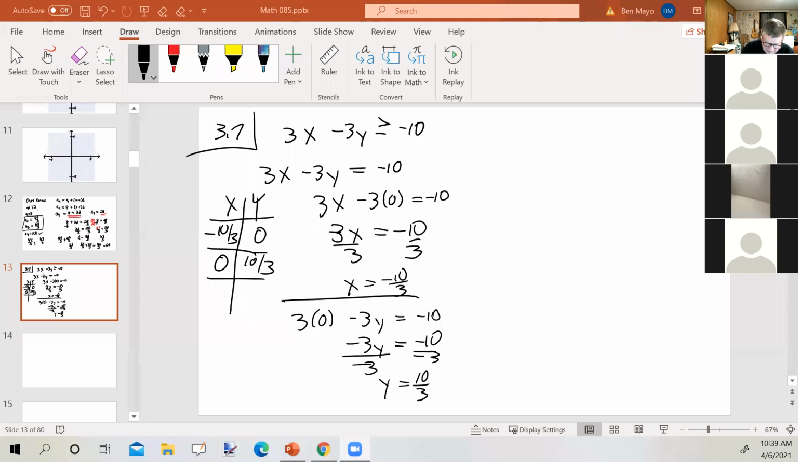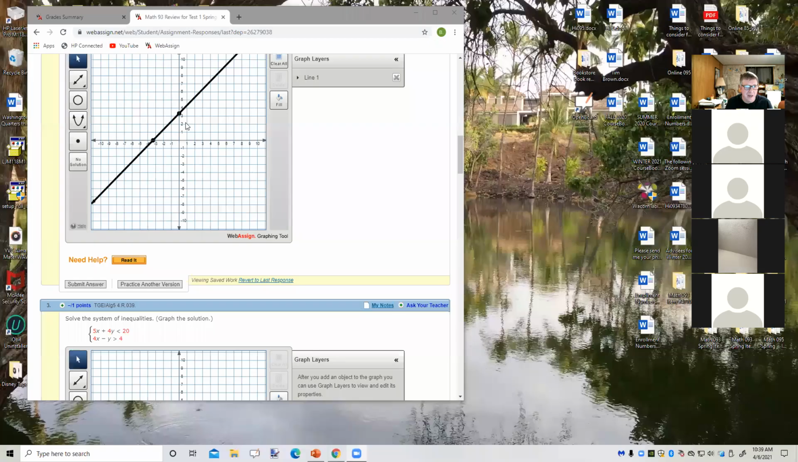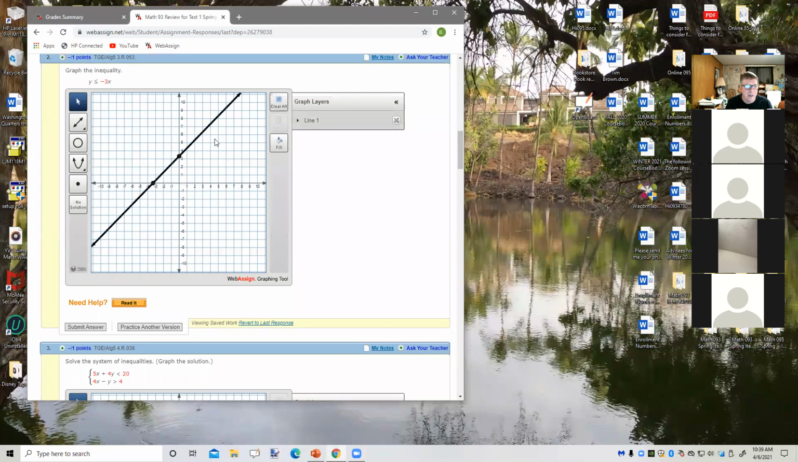Notice that the original one does include the equals to. So that means our line is going to be solid, just as it is. Now, recall if I need to change it to a dashed line, I can do that, but in fact, it needs to be solid. All right. So now I need to pick a test point. Is it above or below the line? Below, okay. So let's pick 0, 0 as a test point, since that's not on the line.